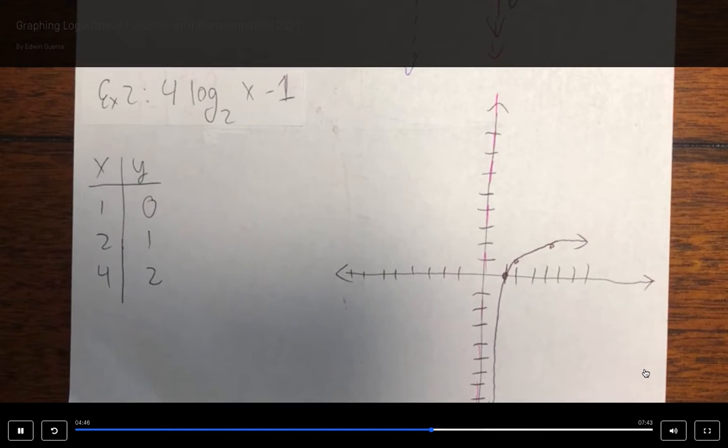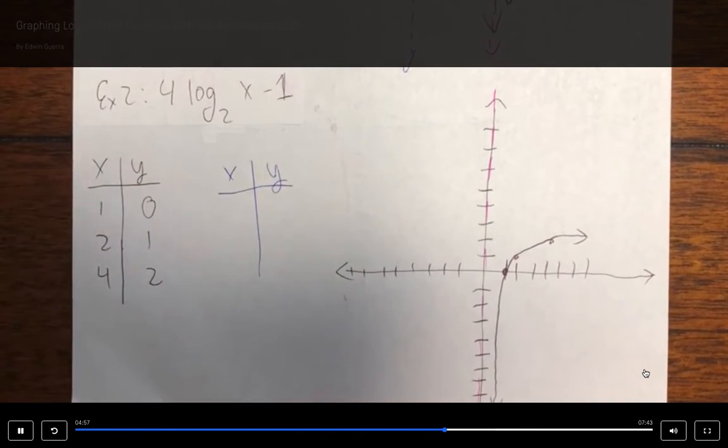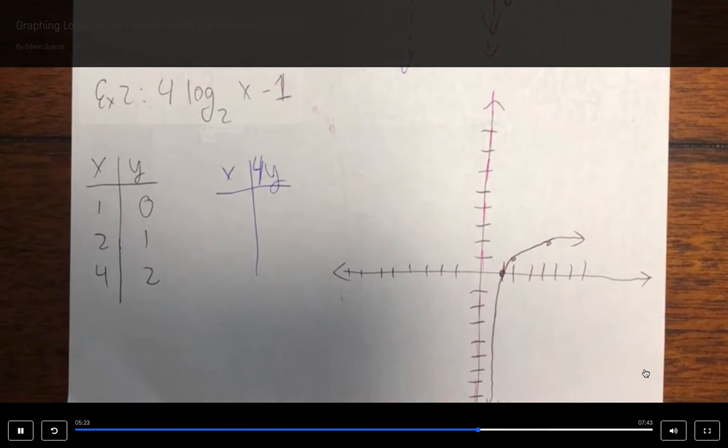Since there's not just one transformation like the previous one, I think it's best if we make another x and y table just so that we don't get lost with trying to do two transformations. Now that 4 is in the front, that's going to be a vertical stretch. So it's going to stretch each point by 4. If it's stretching vertically, that means it's going to change the y value. So we have 4 times y.